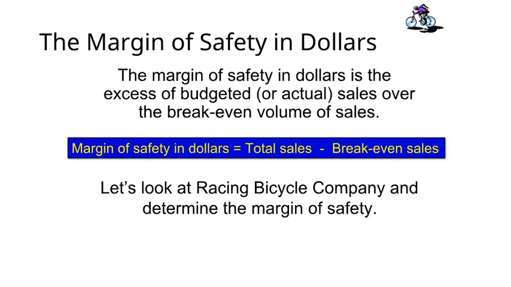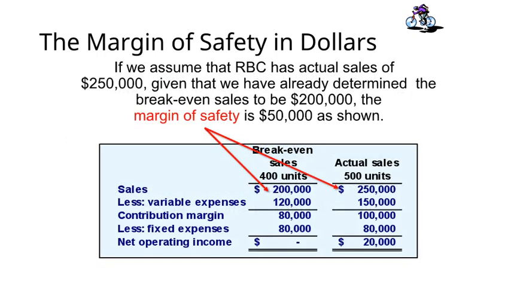Let's calculate the margin of safety for RBC. RBC is currently selling 500 bikes and producing total sales revenue of $250,000. Sales at the break-even point are $200,000, so the company's margin of safety is $50,000.